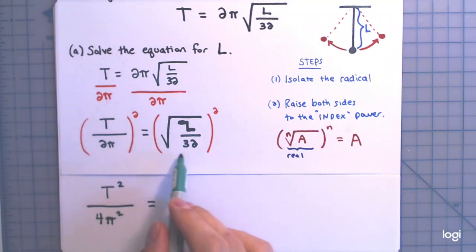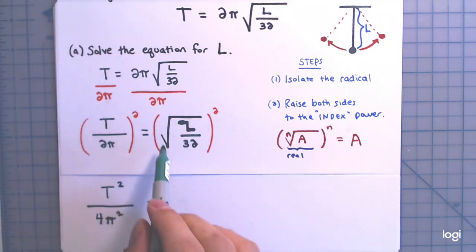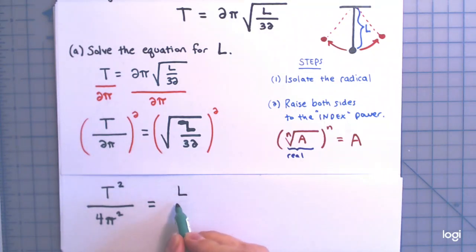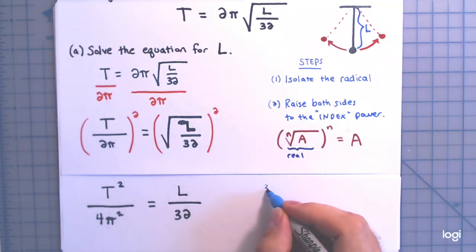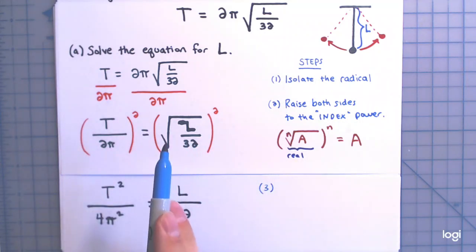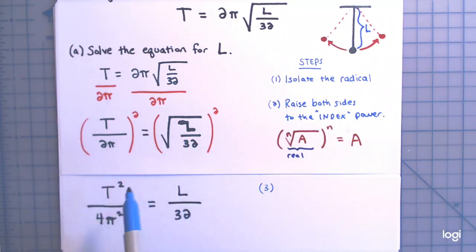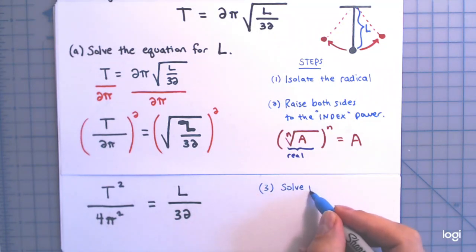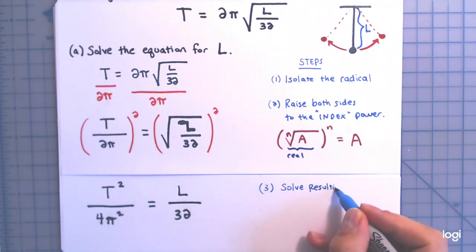Then on the right side, we just undid the radical. That square root to the second power there, that's gone. And I'm left with L divided by 32, just the radicand. And then you solve the resulting equation after that. I've raised both sides to this index power, undid the radical. Now that the radical is gone, I'm just trying to solve for L. Solve the resulting equation, and that'll be that.